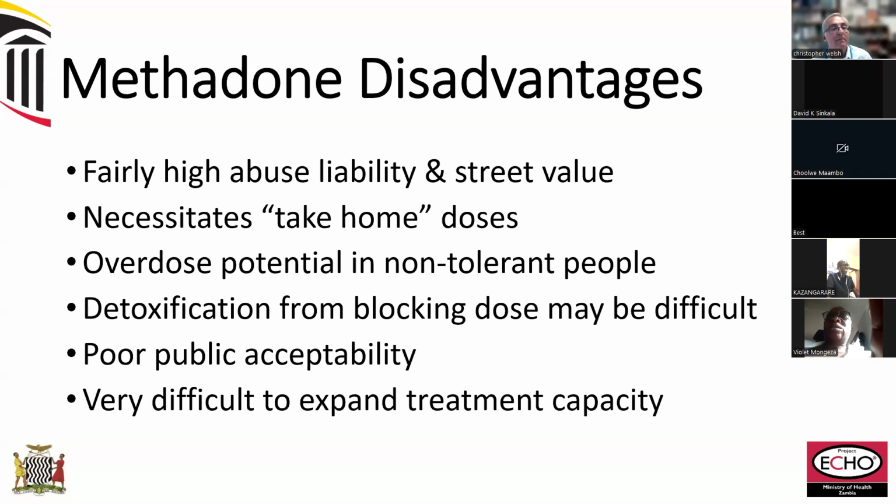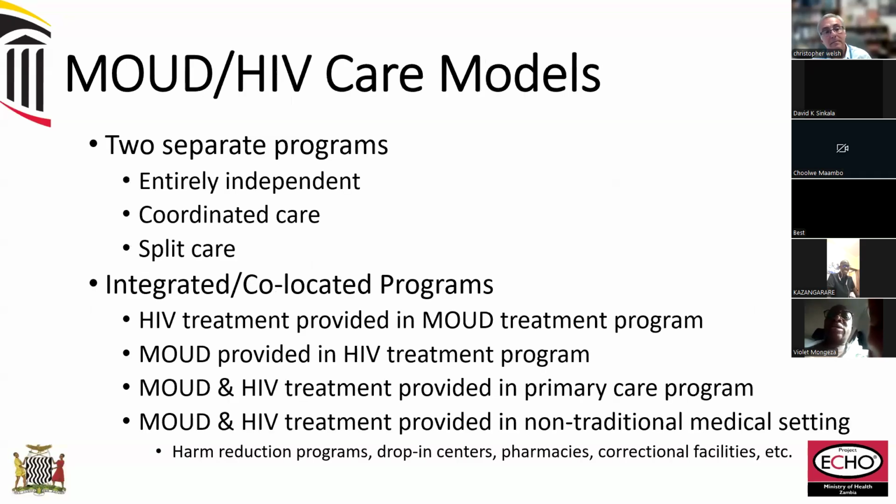Next slide. So just lastly, to talk a little bit about the care model. You can think of either where the person goes to two entirely independent programs, one where their methadone is, and one where their HIV care is. You can have coordinated care, so there are still two separate programs, but you have case managers, peers or community outreach workers, people that help coordinate the care.